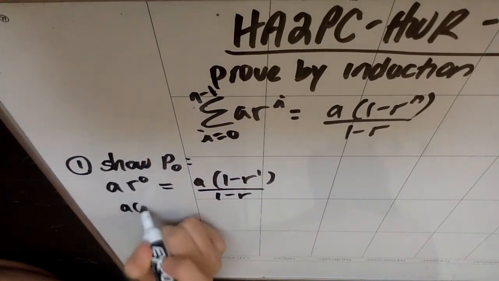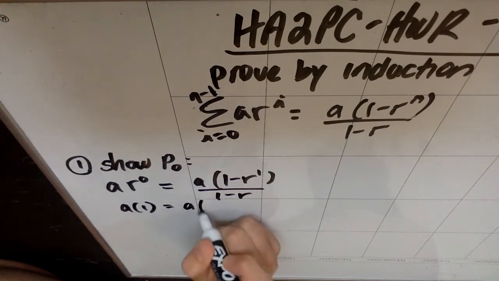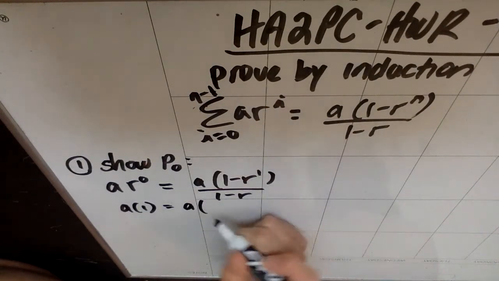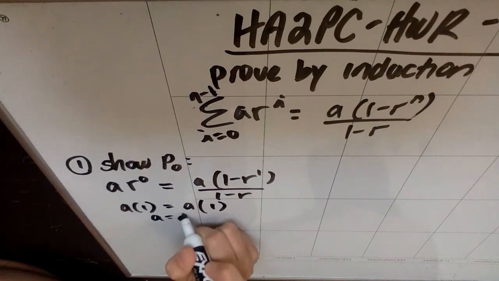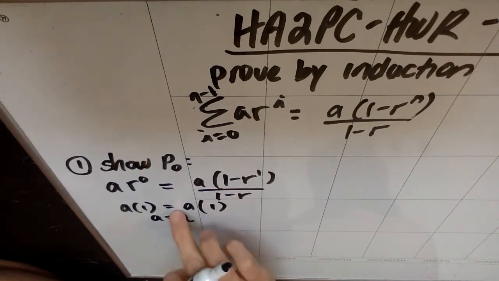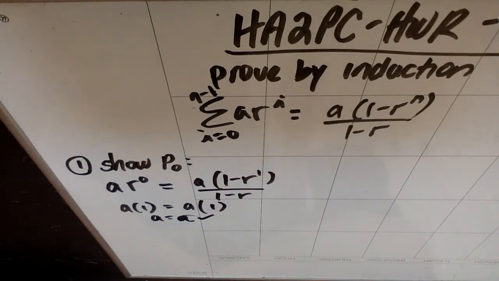Well, this is a times 1, and that's equal to a times 1 minus r over 1 minus r, which is also a 1, so I get a equals a. Sorry, that a kind of looked like a d, but you get the idea. Okay, so that's true. So I've shown that for the very first case, this statement works.